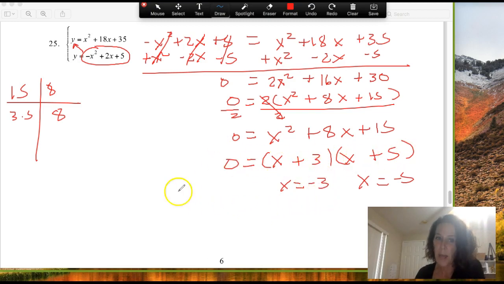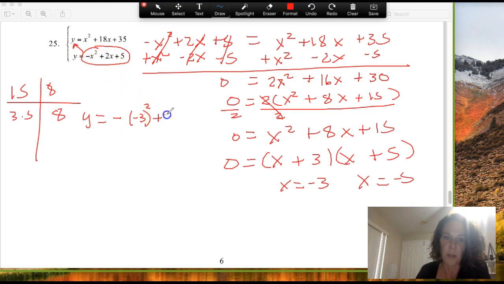That's when I'm solving a quadratic. But let's go ahead and figure out the y values. When I plug in negative 3 to this, let's see what happens. I can plug it into either equation. Maybe the bottom one looks a little easier. So let's go y equals negative, and then I'm plugging in a negative 3. We've got a double negative going on there, and I'm squaring it, plus 2 times negative 3 plus 5.